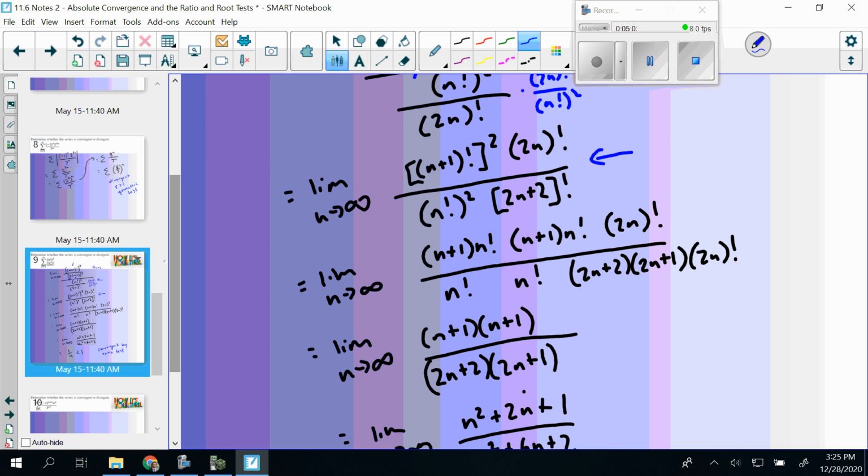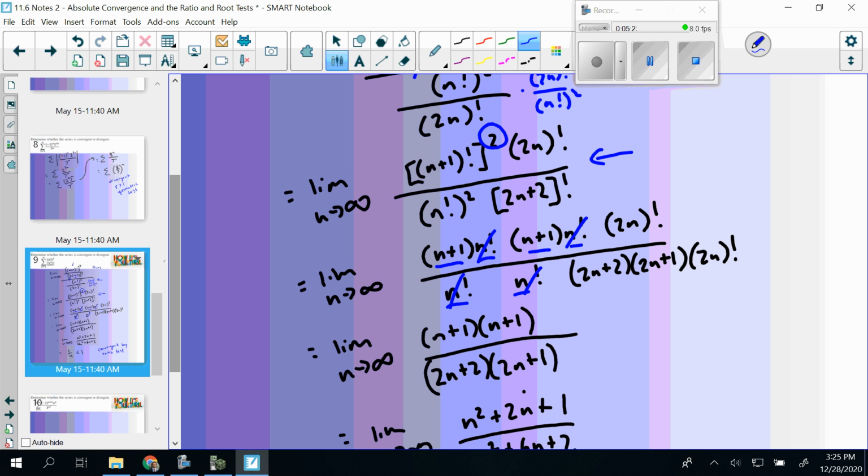You can do that here by one. If we got something squared, it means we're going to have two of these n plus 1 factorials. So I wrote them as n plus 1 times n factorial, which we know is equivalent over our two n factorials. So those n factorials are going to be gone.